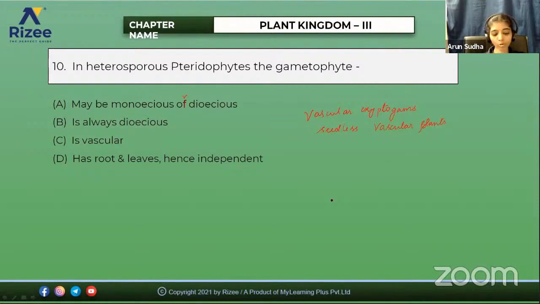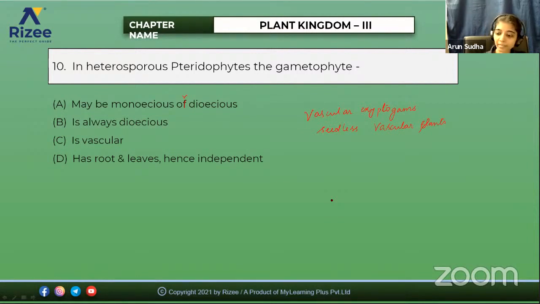The antherozoids of fern are 1 uniflagellate, 2 biflagellate, 3 quadriflagellate, 4 multiflagellate. So how will the antherozoids be in fern? Uni, bi, quadri or multiflagellate. Are you able to understand the question? It is multiflagellate actually. So 4 is the correct option.